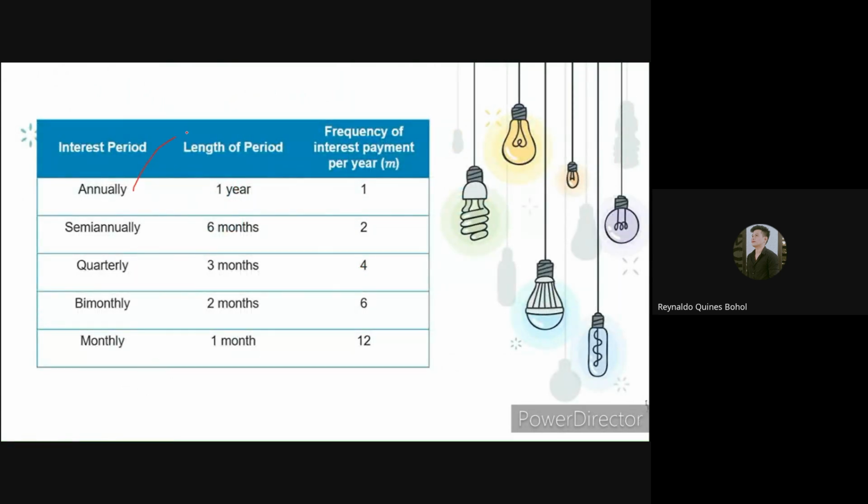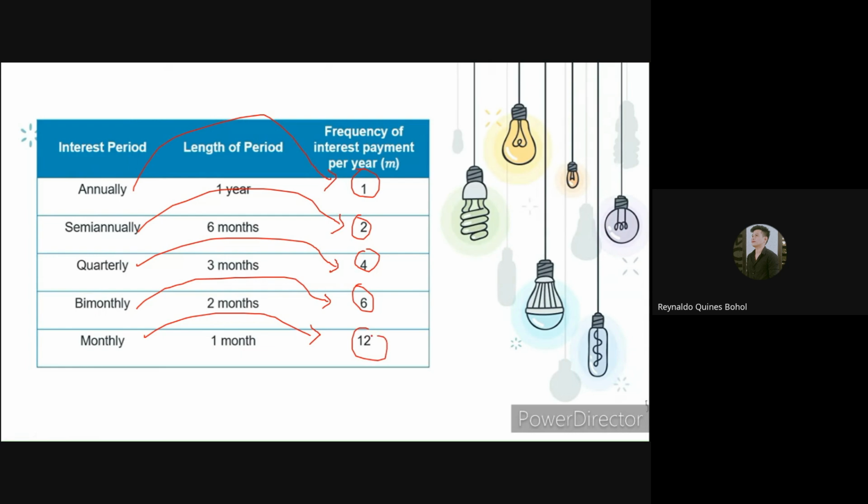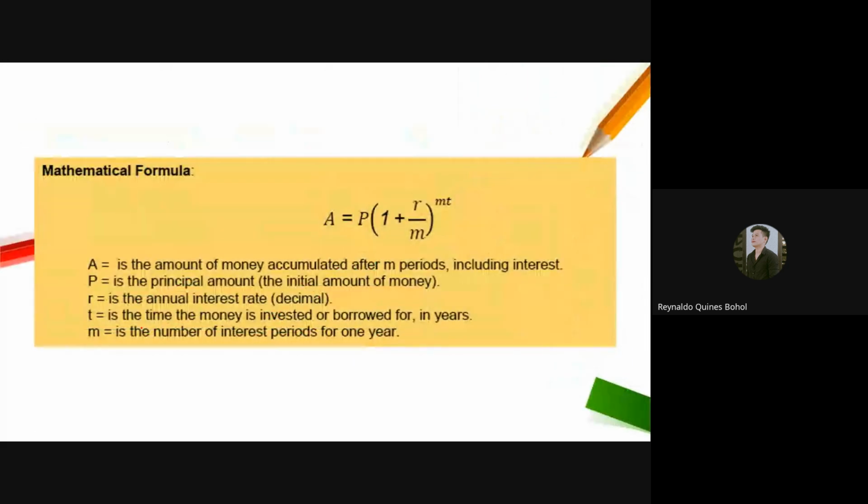Ito po yung sinasabi ko. Annually is 1. Semi-annually, 2. Quarterly, yun yung condition kung ilang buwan mo siya uhulugan. Bi-monthly 6 and monthly 12. Again, annually 1 year, semi-annually 2, quarterly 4, bi-monthly 6, monthly 12.